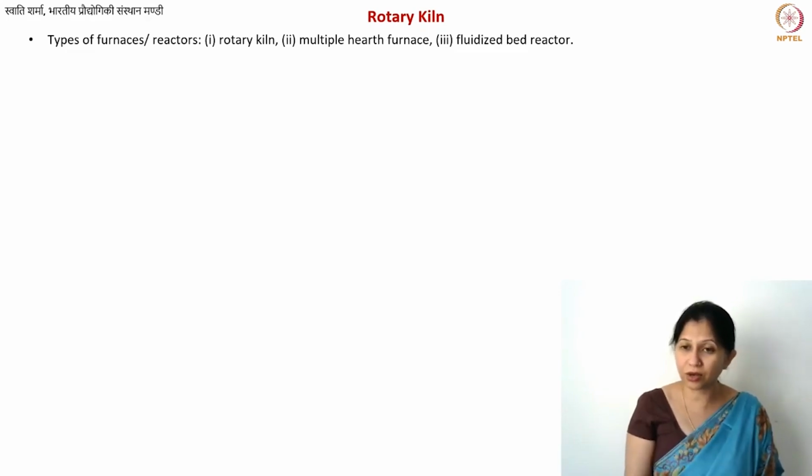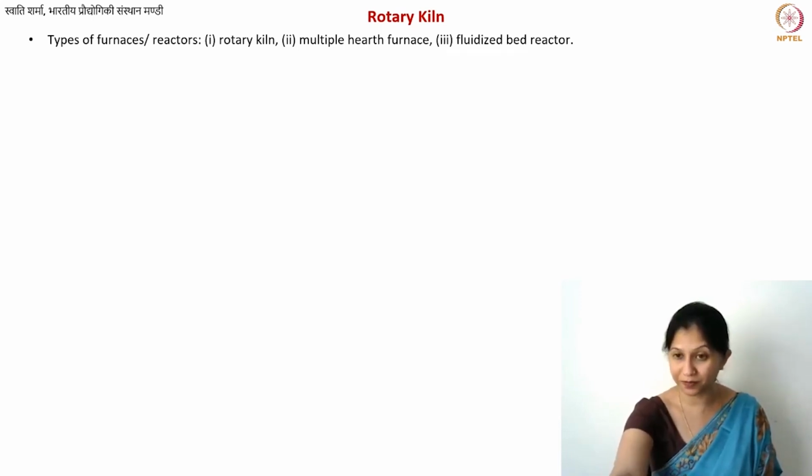In this case, it's also not too difficult because the temperatures are not terribly high. So the rotary kiln is the first type of furnace that I'm going to talk about. This is the one that is most commonly used for making activated carbons, for activation of carbons. And there are two other types of furnaces or reactors that we are going to talk about.